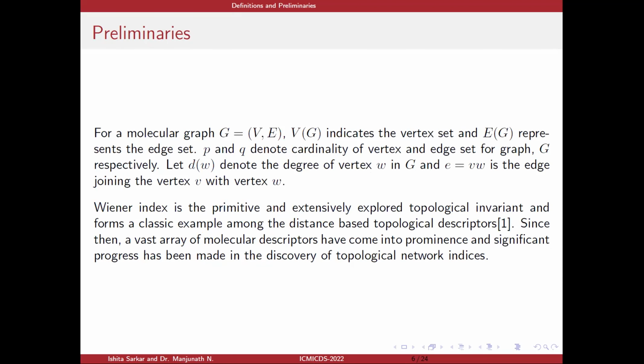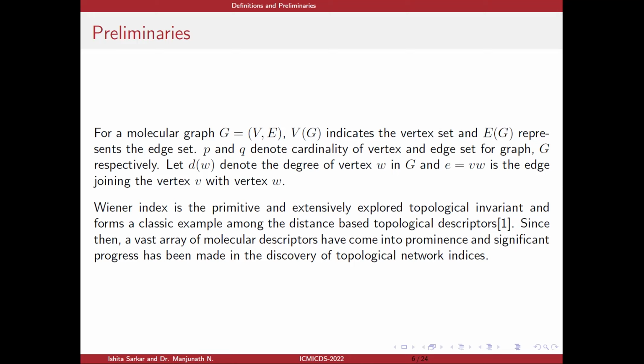The preliminaries for a molecular graph consist of the vertex set and the edge set, wherein the number of vertices and the number of edges are denoted by P and Q respectively. Also, the number of edges which are incident on a particular vertex is denoted by d(w), which is the degree of that vertex. An edge is denoted by e = vw, where it joins the corresponding vertices v and w. The Wiener index is a classic example among the distance-based topological descriptors.